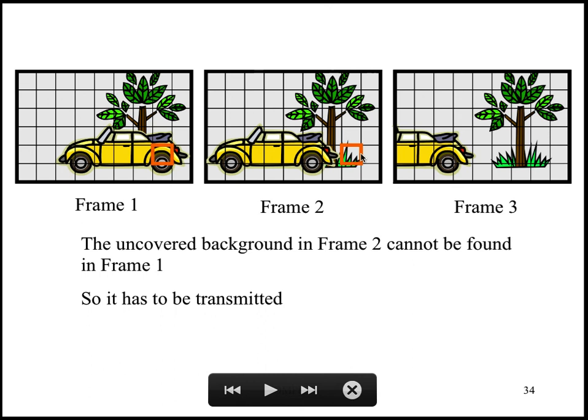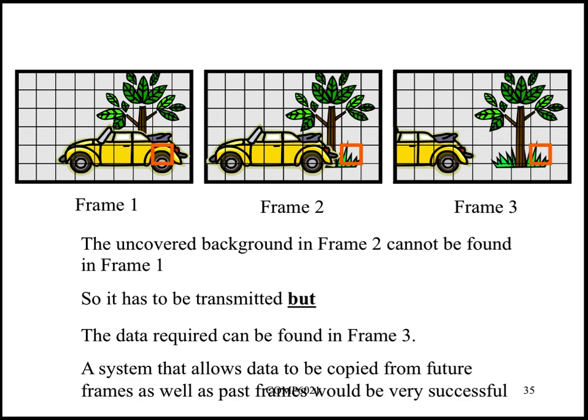But this block here, it's not a question of looking really hard for this block of frame 2 in frame 1. It's just not there. It's behind that car. You can search high and low and you won't find this grass in frame 1. So you might think, okay, that's a pity, we were doing great, but what can we do? It's just not there. Well, the thing is though, it is in frame 3, isn't it?